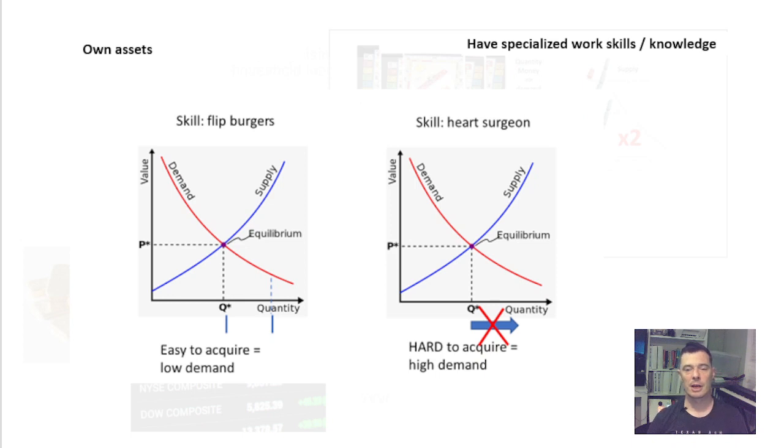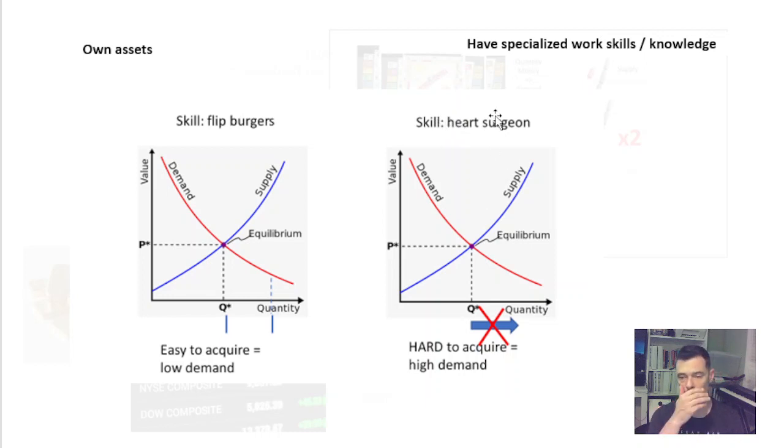And in addition, it also has to do with the skills you have, or any specialized skills. So if you have a skill that's easy to get, if the demand goes up for that skill, well, it's just easy to produce more of it. So you're not going to be able to benefit. In fact, the value of that skill will go down. But the reverse is true.